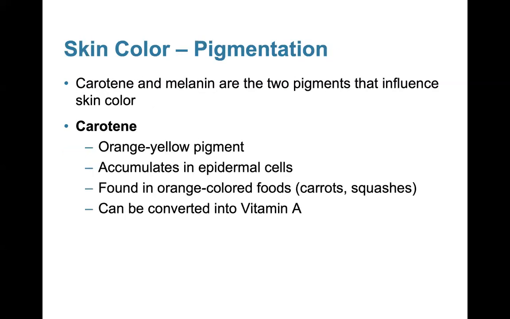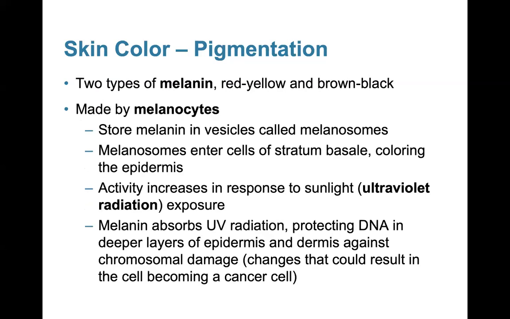Now let's talk about your overall skin color or pigmentation. Keratin and melanin are the two pigments that influence skin color. Keratin is an orange-yellow pigment. It accumulates in the epidermal cells. It is found in orange-colored foods such as carrots and squashes, and it can actually be converted to vitamin A. There are also two types of melanin, red-yellow and brown-black.